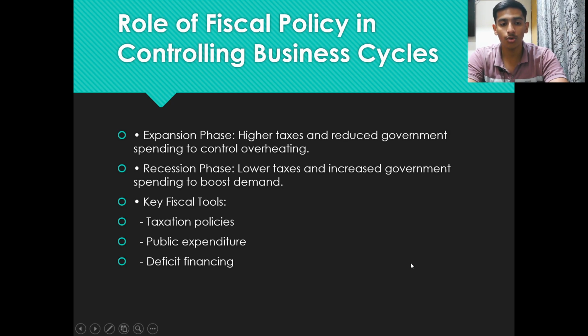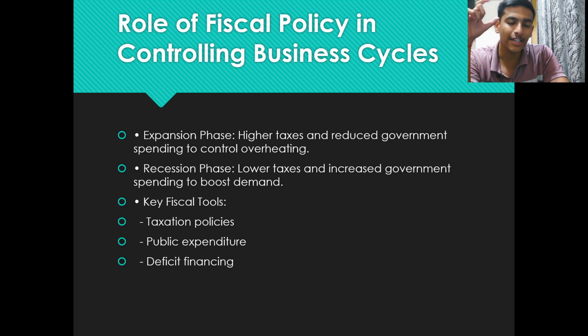Then again, what is the role of fiscal policies in controlling the business cycles? So again the same thing in expansion and recession phase. Here we will talk about taxation policy. In the expansion phase specifically, higher taxes and reduced government spending to control overheating. So when a business is in an expansion phase, taxes incurred on that particular business will be much higher in amount because the business is capable of repaying the taxes. Then the government will reduce its spending to control the overheating atmosphere during the expansion phase, and since the business is in an expansion phase, it is able to pay those high taxes.